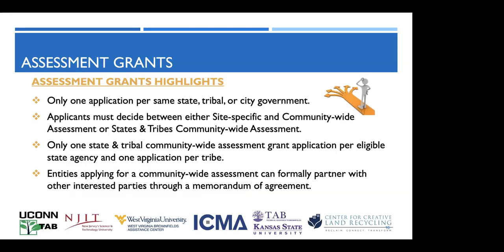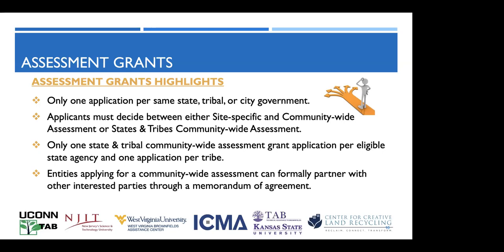So what I'm going to do here is highlight some of the particulars that include all the assessment grants that are available to solicitation. First up is that only 1 application per state, tribal, or city government. EPA considers departments of the same state, tribal, or city governments to be the same applicant unless they report to a different elected executive. So even if they have different unique entity identifiers, such as your DUNS number, it's going to be considered as one entity.